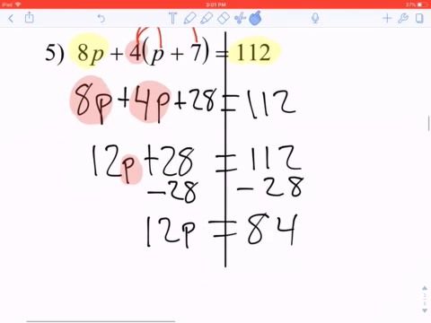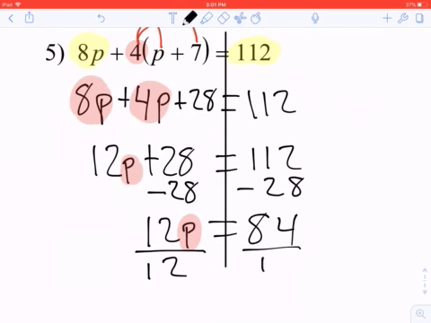Our last step is to get p by itself by getting rid of the 12. The 12 is currently multiplying with p, and we undo multiplication with division. So we divide 12 to both sides to find that p is equal to 7.